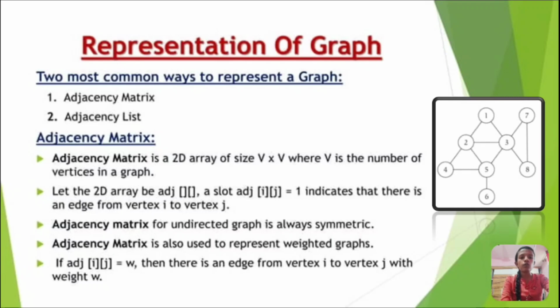Adjacency matrix for undirected graph is always symmetric. Adjacency matrix is also used to represent weighted graph. If adj[i][j] equals w, then there is an edge from vertex i to vertex j with weight w.